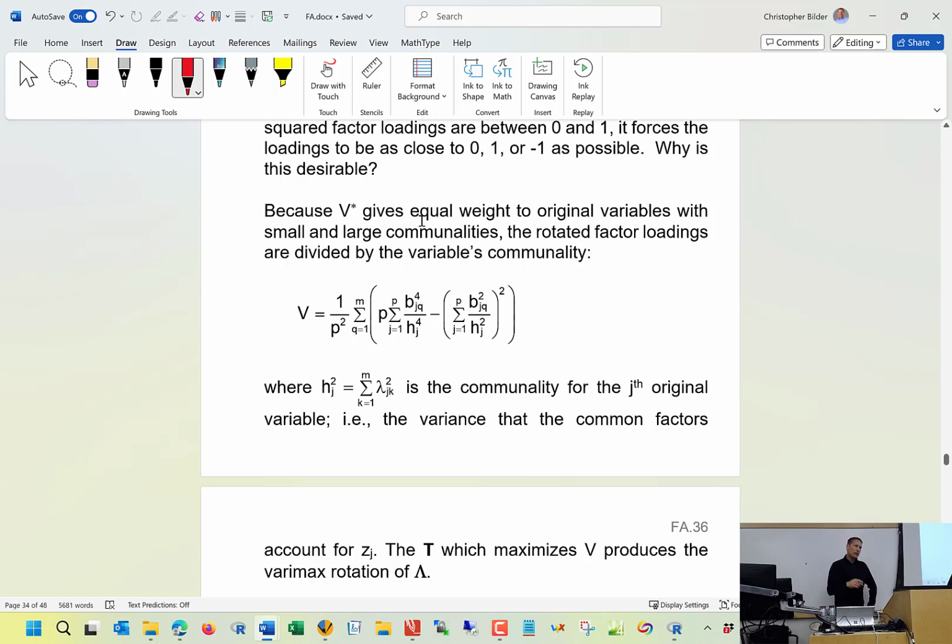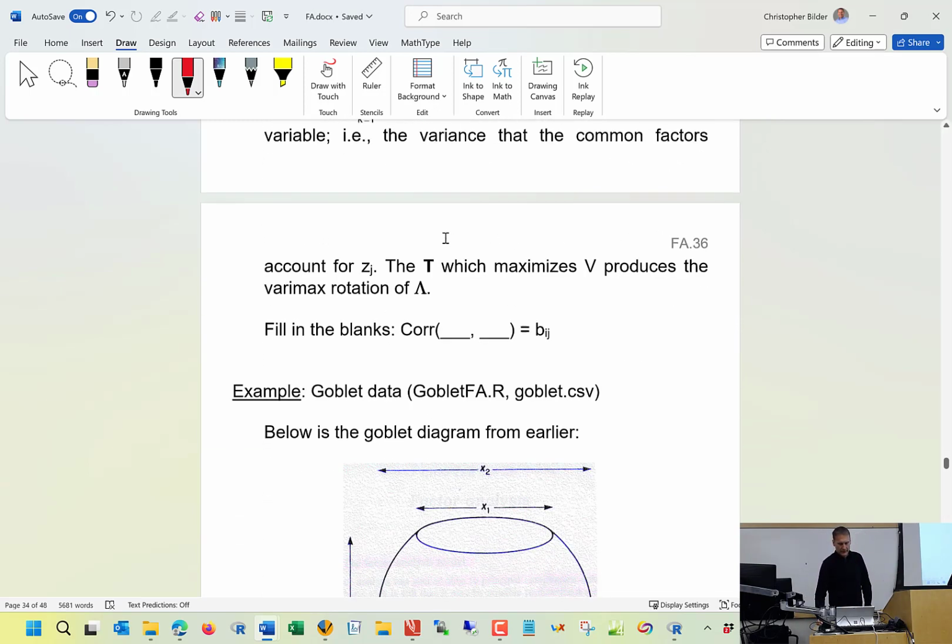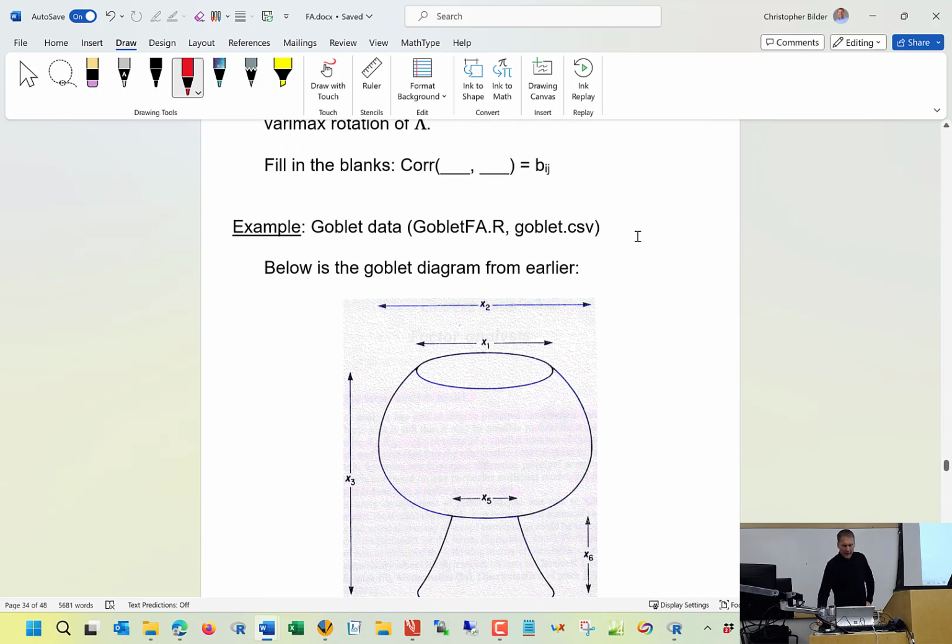In the end, we don't use this expression exactly in the way that I presented. We make a little bit of a change. We divide by the communalities of each of the variables, which just corresponds to the fact that some common factors account for more variance of the original z's than others. So just a very small modification. Okay.